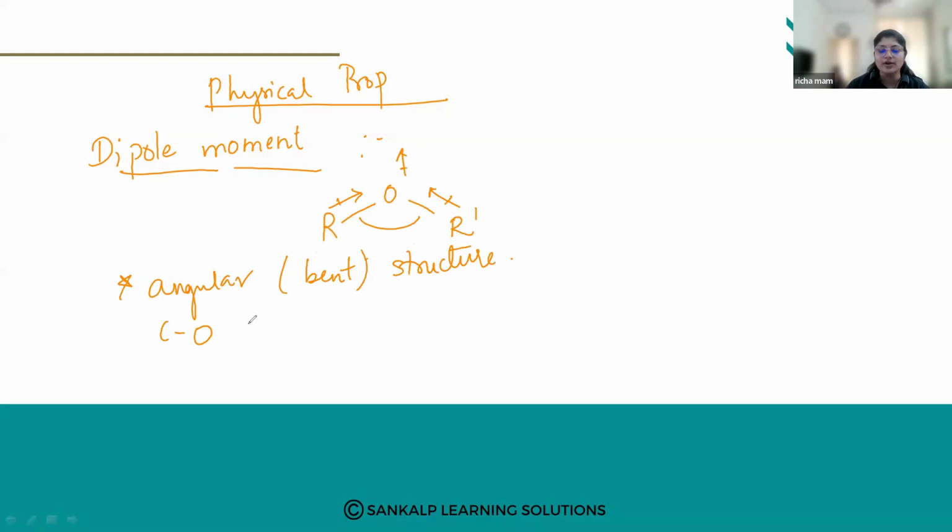Okay, so the C-O bond is polar. As a result, they have a net dipole moment. Got it? Okay.